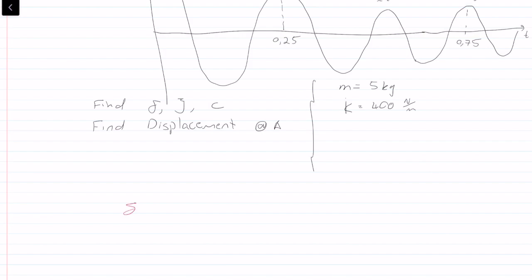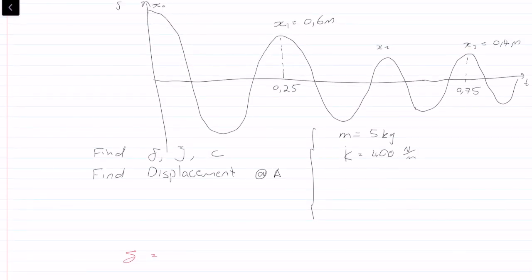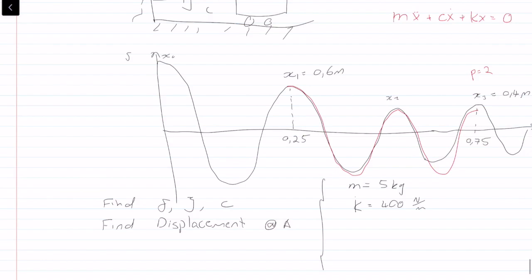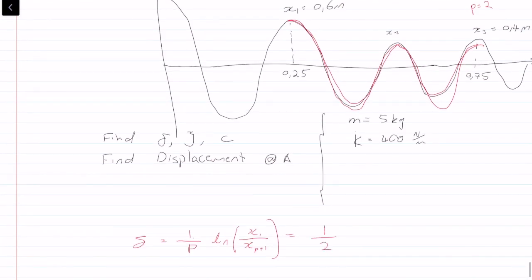I'm going to use the formula because we have this system right here. That would be P is equal to 2. I'm going to use the equation that goes as follows, and it says the logarithmic decrement is equal to 1 over P ln of x1 over x(p+1). So our P, like I said here, is 2, so it's going to be 1 over 2.